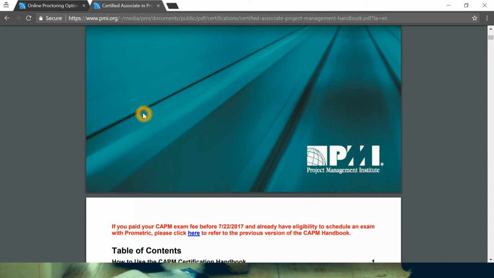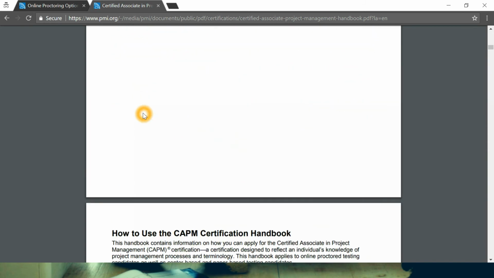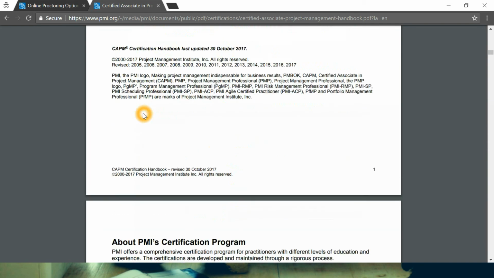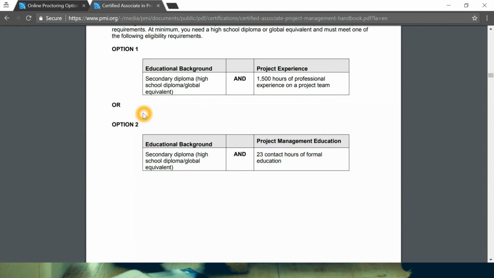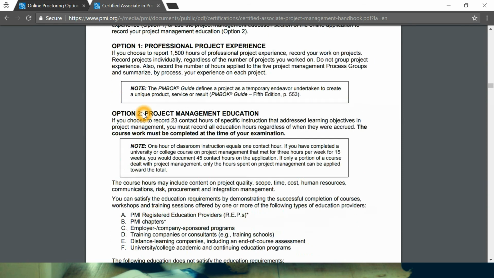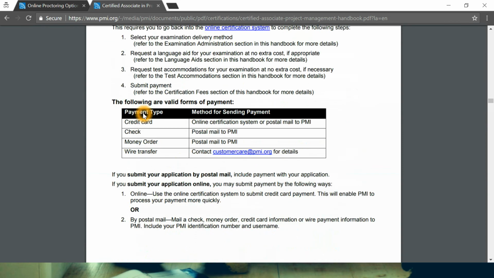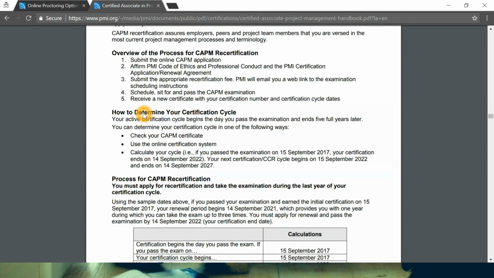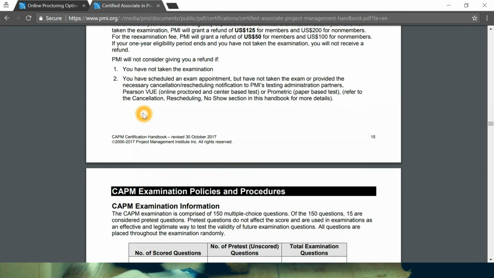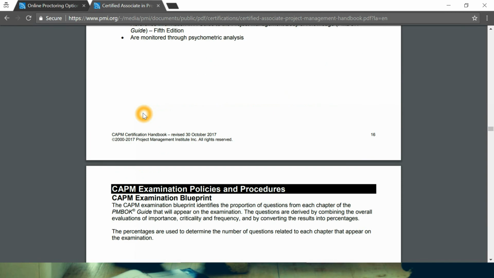But the handbook is actually one of the most important documents that PMI publishes related to any of the certifications. A lot of people don't read the handbook, and that is where I'd suggest you go over and read the handbook. Even if you're taking your CAPM or your PMP, you should read the handbook. It has a lot of information which is very, very helpful.